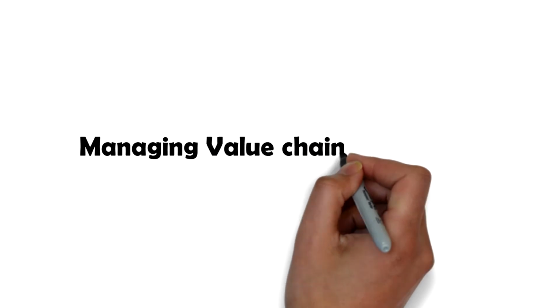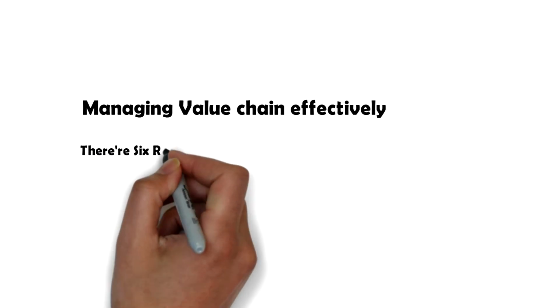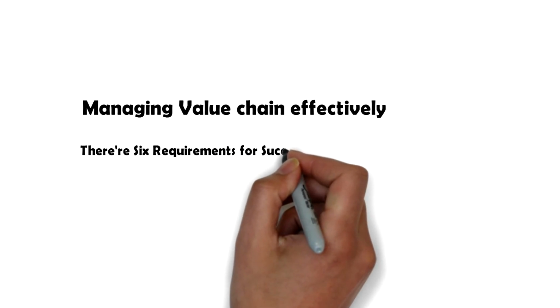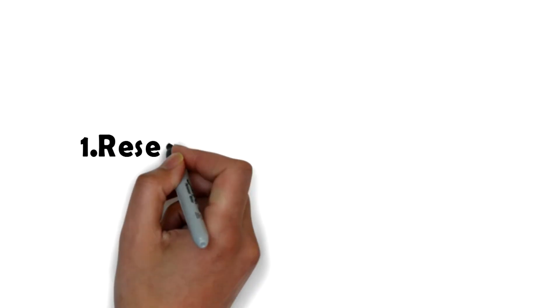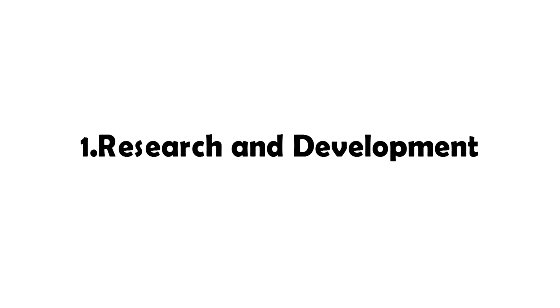Now let's understand how to manage value chain effectively. There are 6 requirements for successful value chain management. Research and development. The first step in value chain management is researching the products your customers want through careful market analysis and including the measurements of consumer trends. Companies can anticipate what people want and have those products available. On a small business level, this could mean working directly with suppliers to produce a new product.